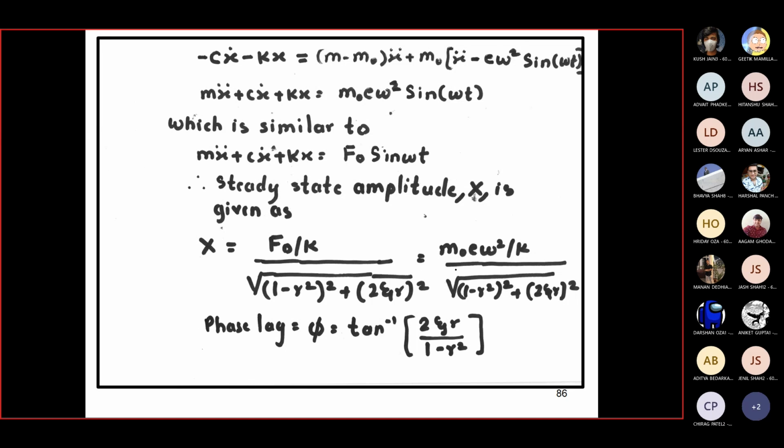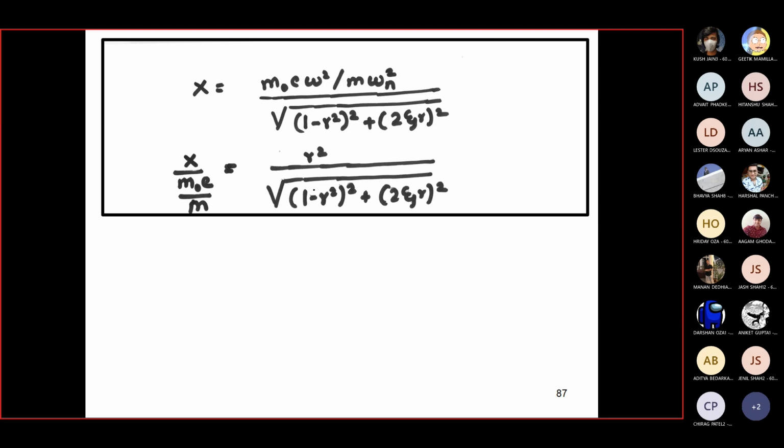X is equal to F0 by k, that is equal to m0 e omega square divided by k. That k I can rewrite as m omega n square, and I can take the term m0 e by m on one side, and write the equation as X divided by (m0 e by m) is equal to r square upon the square root of (1 minus r square) whole square plus (2 zeta r) whole square. Okay, so that gives me the equation for steady state amplitude in the case of rotating unbalance.